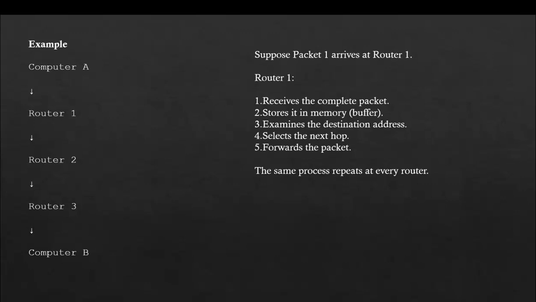So in store and forward networks, what actually happens is, say suppose packet 1 arrives at router 1, this router 1 receives the entire packet. So now the big data will be divided into smaller chunks of packets. So this receives the entire complete packet and will store those packets in the memory buffer and examine the destination address. Next, it selects the next hop and forwards the packet to router 2. Now router 2 does the same thing and router 3 does the same thing, and finally it is forwarded to the destination. I mean to say that the same process repeats at every router.